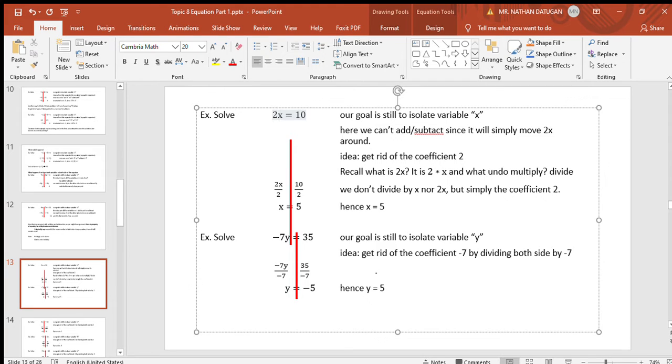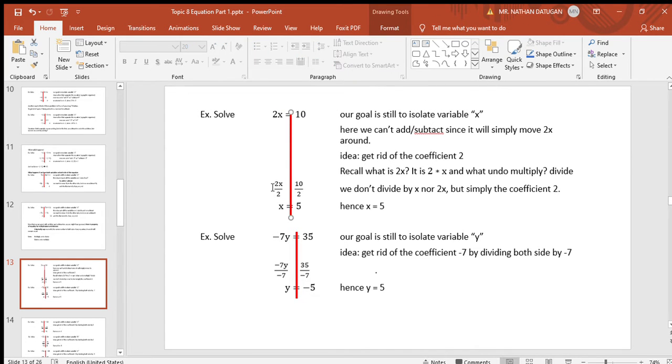How do we undo multiplication? You divide. Now, how are we going to divide? Are we going to simply divide both sides by 2x? No, because again, we're not going to get rid of that x. We only want to get rid of that 2. So you're going to divide both sides by 2. 2x divided by 2 and 10 over 2. 2x over 2, again a fraction, you can simplify this into x, and 10 over 2 is 5. And that's basically it.